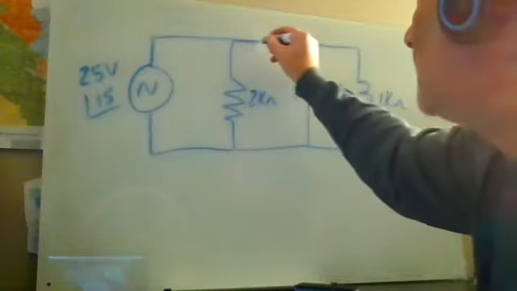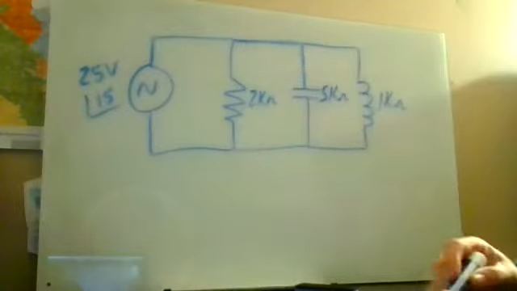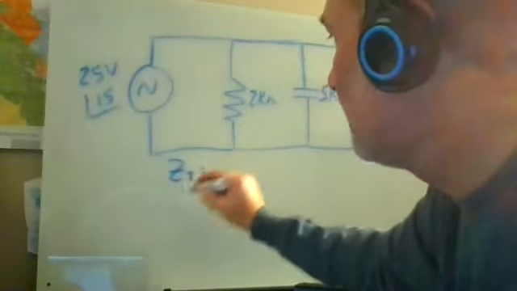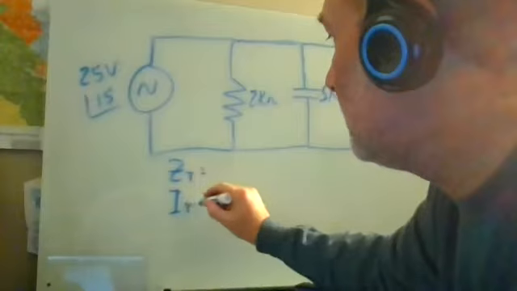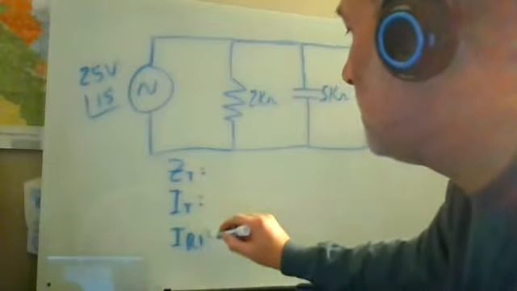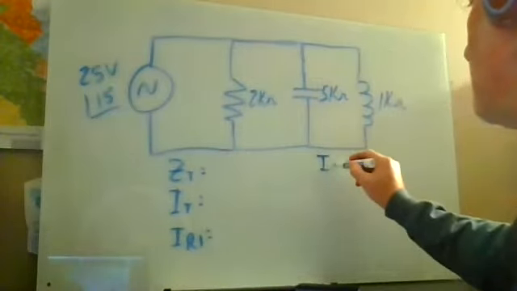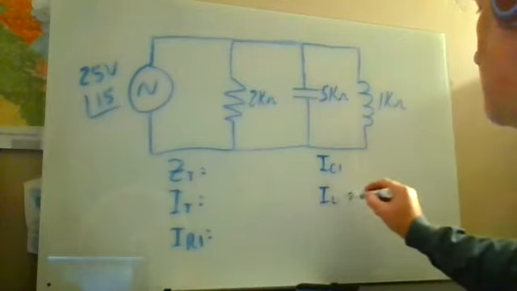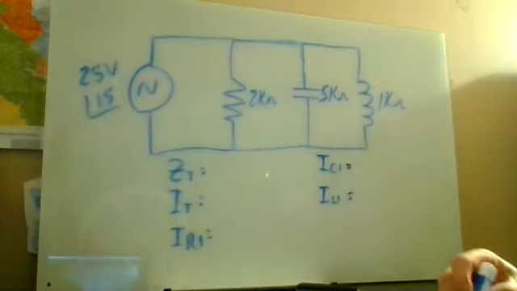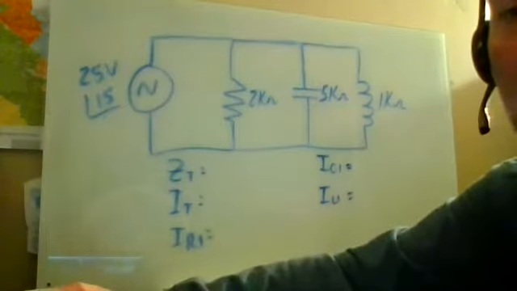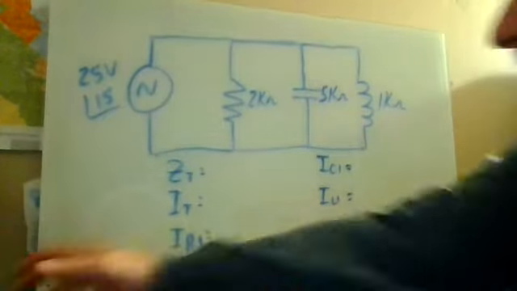So I'll give you guys a few minutes and I want you to get Z total, I total, IR1, IC1, and IL1. Once you get all those values, I'll give you a couple of minutes to work on it, and then we'll go over the answers.